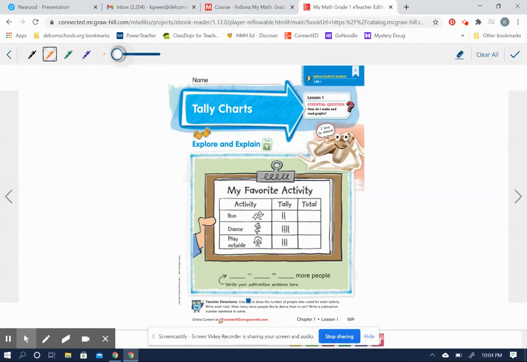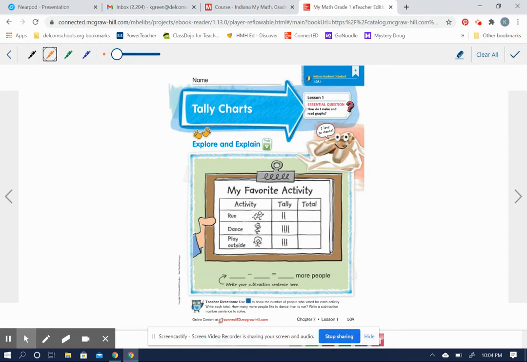Hello, boys and girls. We are starting Chapter 7 today, and the title for Chapter 7 is Organize and Use Graphs. So, Lesson 1 today is going to be on tally charts.